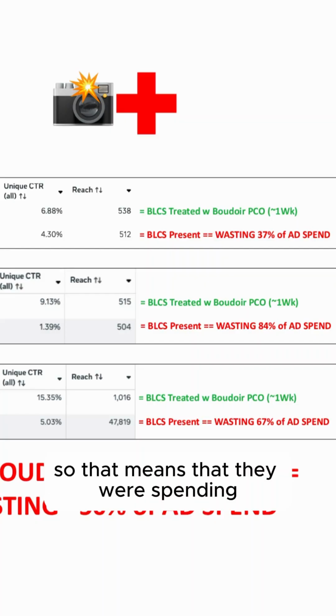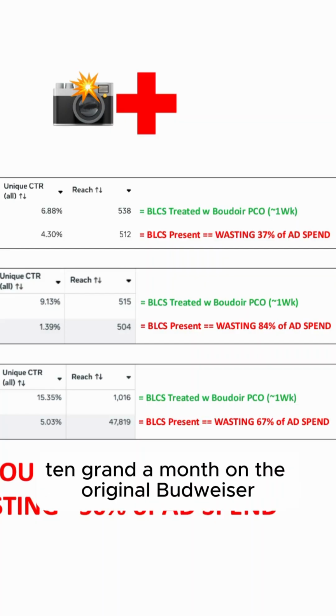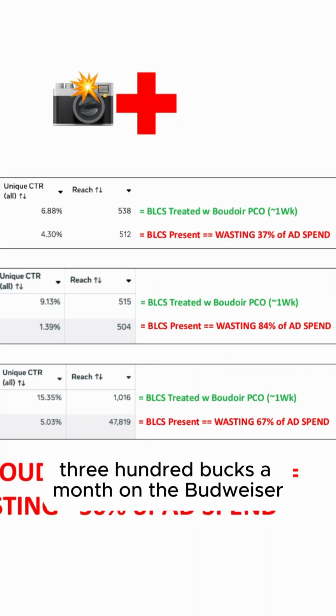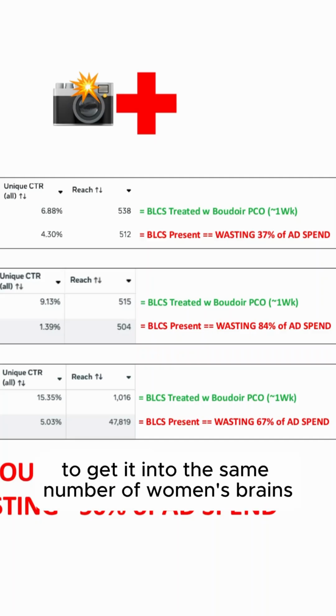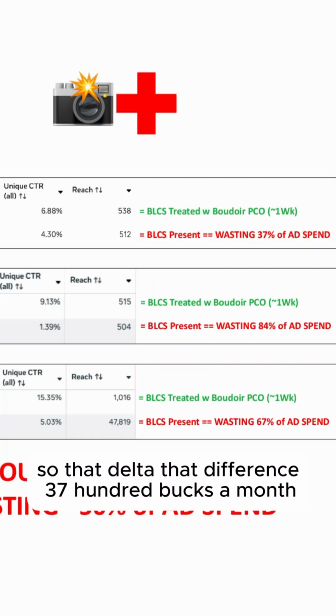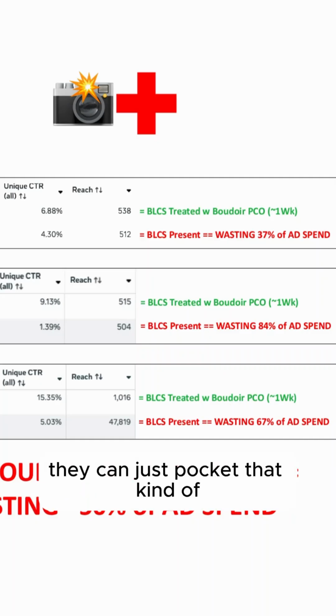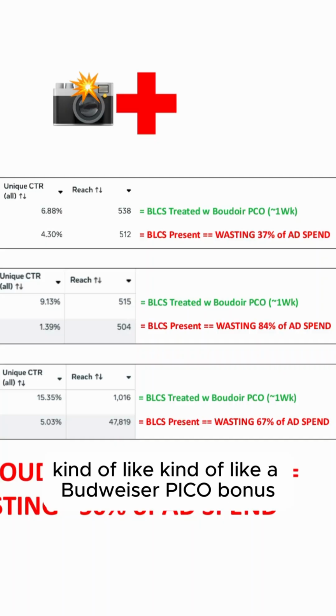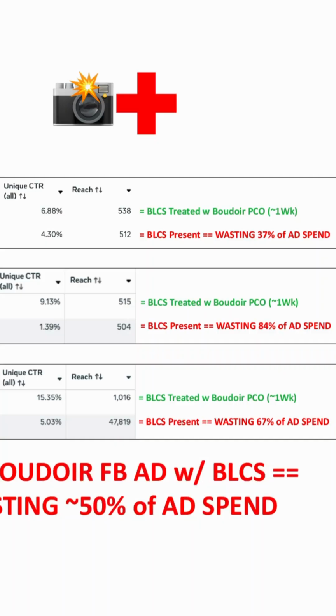So that means they were spending 10 grand a month on the original Boudoir Facebook ad. Now they only have to spend $6,300 a month on the Boudoir Pico treated ad to get it into the same number of women's brains. So that delta, that difference, $3,700 a month, they can just pocket as a phantom bonus. They no longer have to spend that on ads anymore, kind of like a Boudoir Pico bonus.